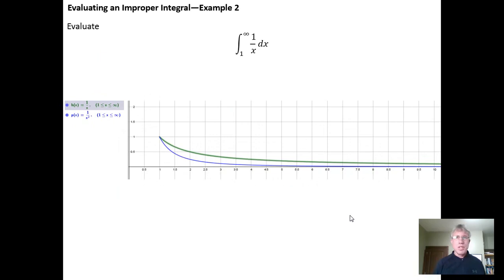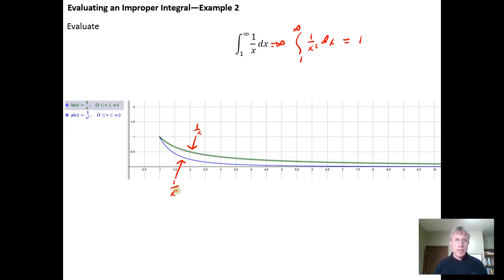So in the previous video we looked at 1 over x squared on the same interval. We did the integral from 1 to infinity of 1 over x squared dx, and we discovered that this was equal to 1, whereas this turns out to be infinity. And here's the basic idea. Here's the function 1 over x, and here's the function 1 over x squared.